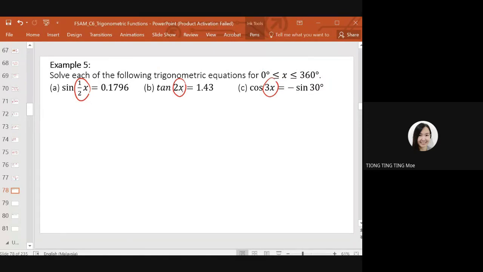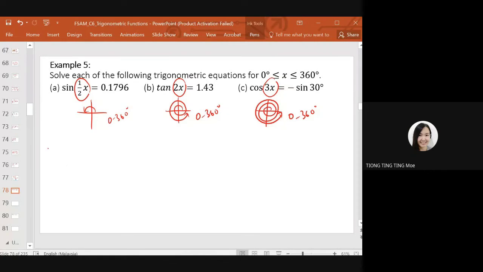If here 2x, it means that in one round, it will move for 2 circles. So if 3x, it means it will move for 1, 2, 3 rounds. And this one half means that it moved for half, from the value 0 to 360.